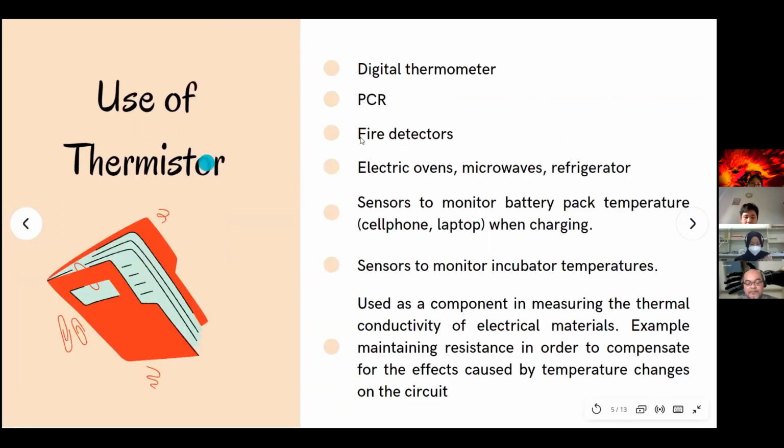This is the use of thermistor. We can use it as digital thermometer, PCR, fire detectors, electric ovens, microwave, refrigerator, sensors to monitor battery pack temperature in cell phones and laptops when charging, sensors to monitor incubator temperatures, and it is also used as a component in measuring the thermal conductivity of electrical materials. Example, maintaining resistance in order to compensate for the effects caused by temperature changes on the circuit.